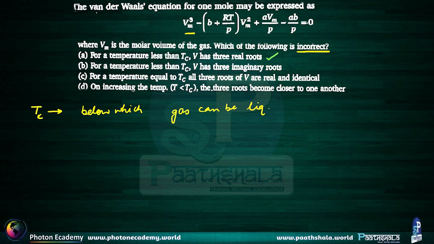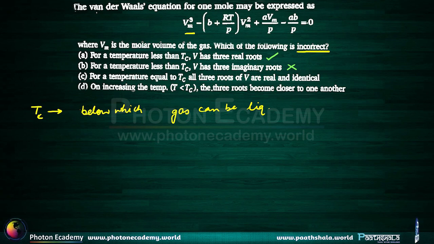For a temperature less than Tc, V has 3 imaginary roots. Now, this statement is incorrect. Why? Because we know that below the critical temperature, the gas would liquefy. So, there would be at least one volume V existing. And since it is below the critical temperature, all the 3 roots would be real, right? There cannot be an imaginary root. Hence, the statement is incorrect.